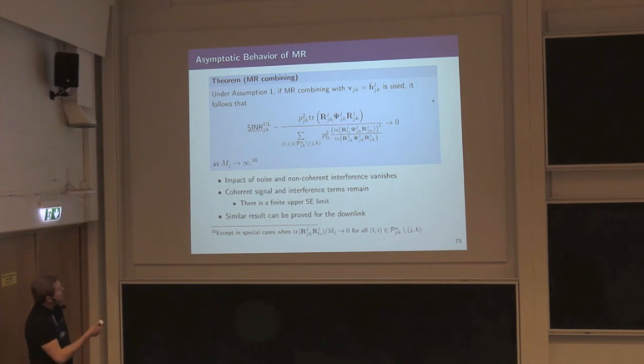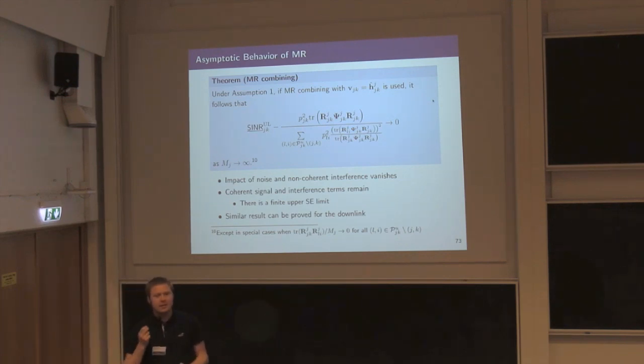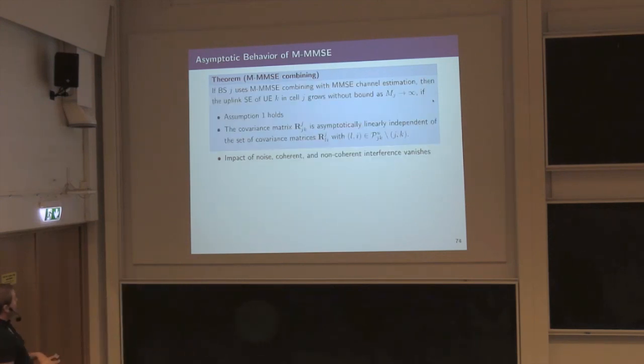You can derive similar expressions for the downlink that I didn't show you. With maximum ratio, at least the takeaway message is that there is an upper limit on the spectral efficiency as you add more antennas into the system. If the base station is instead using multi-cell MMSE combining, using these MMSE channel estimates that we have, then the uplink spectral efficiency of user k in cell j grows without bound as we add more antennas to the system. The totally opposite result, no limit.